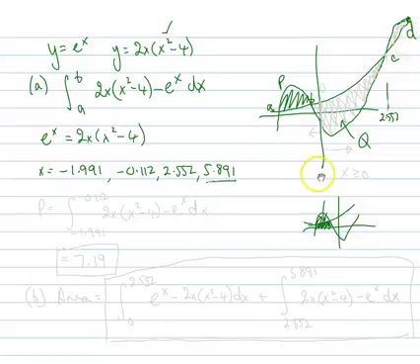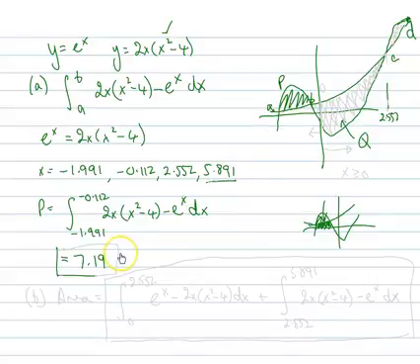So the area that we're looking for, this area P, is the integral from minus 1.991 to minus 0.112 of this function. Remember again, it's polynomial subtract exponential, dx, and we can plug that into a calculator, and you get the answer, approximately 7.19. It doesn't say whether it's centimeters or anything, but it's something squared.